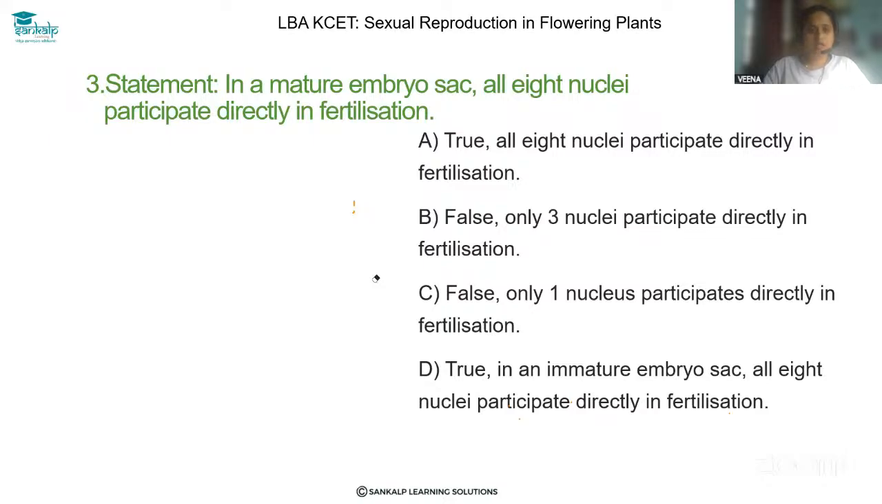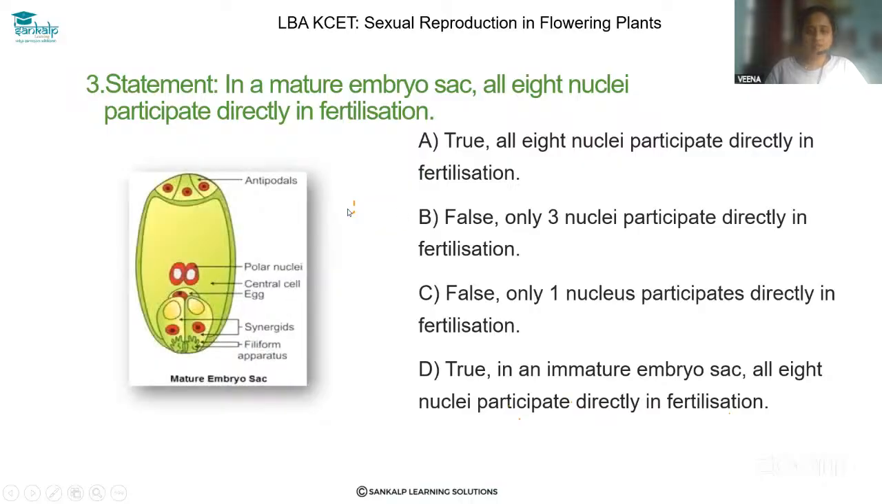Let's solve the third question. Statement: in a mature embryo sac, all 8 nuclei participate directly in the fertilization. Is that true? Let's solve this question. Children, just observe the structure here. This is the structure of a mature embryo sac.